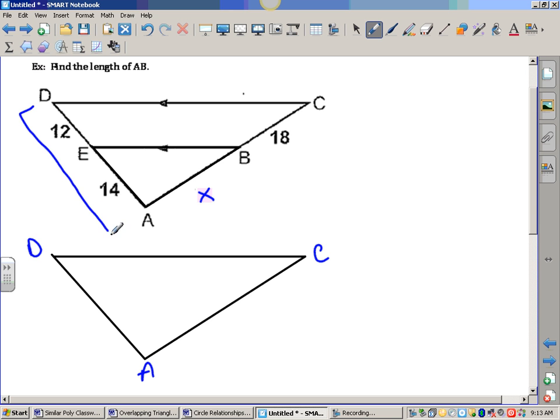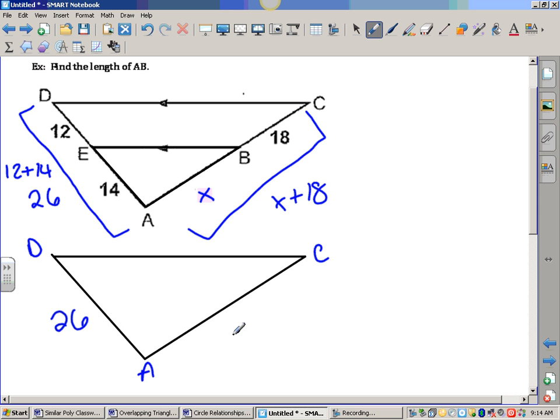Well, DA is not 12, it's not 14, it's 12 plus 14. It's both the segments added together, which gives you 26. Over here, you're going to get your binomial, x plus 18. 18 plus x would be fine also. The commutative property allows you to switch your order around. Now, you don't know anything about this side of your triangle, but that's okay. You only need 2.